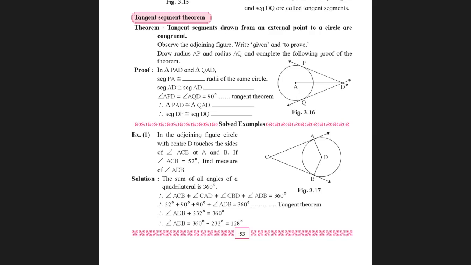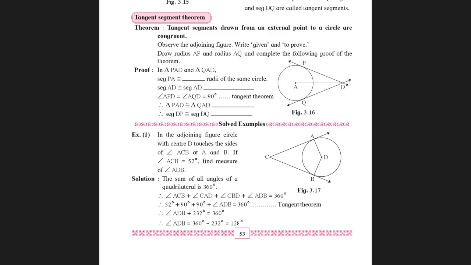Now this is what you have to prove. Now for construction, what you have to write is join PA and AQ. Okay, that will be your construction. Now proof, it is given in your textbook. You need to write the same thing down. There are few blanks. We'll discuss what is to be filled up in these blanks.